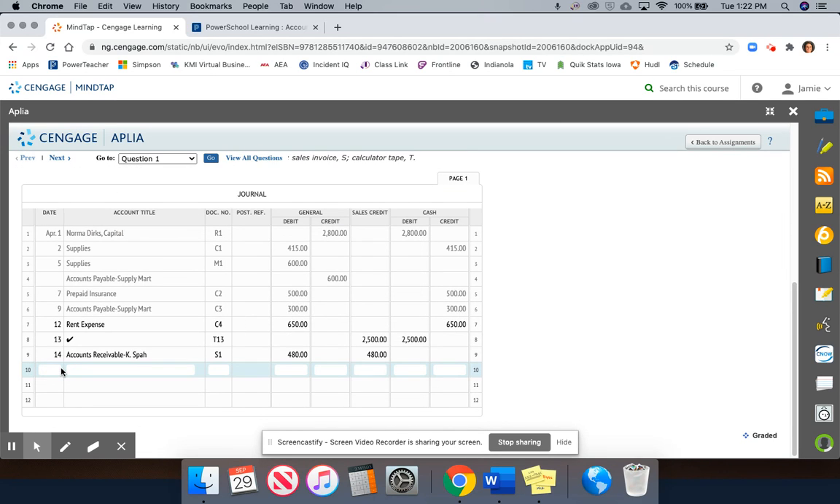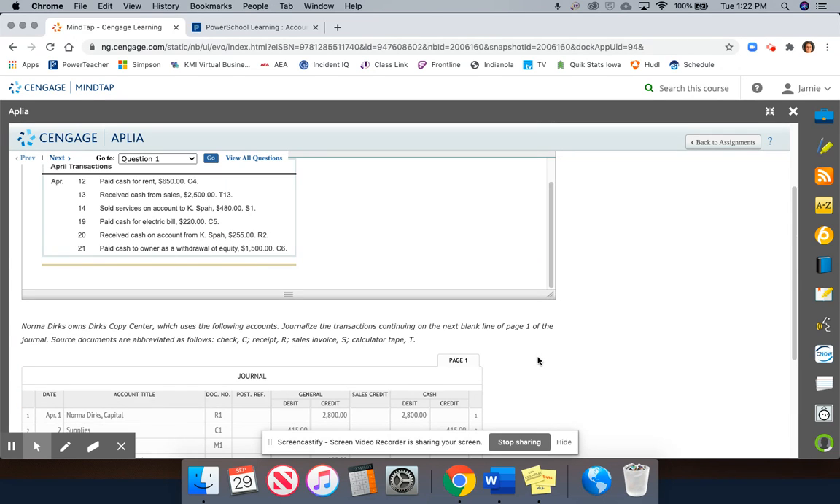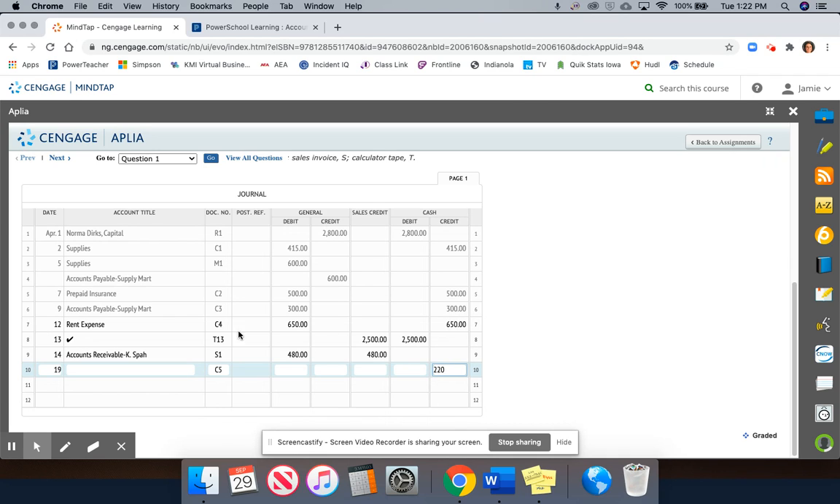So on the 19th, get the 19th in there. Check 5. We paid cash. Since we wrote a check, that means we paid cash for $220. And it is for the utilities expense. We always debit our expenses, $220. So our expenses are going to look the same. Rent expense, general debit, cash credit. Utilities expense, we wrote a check, general debit, cash credit.